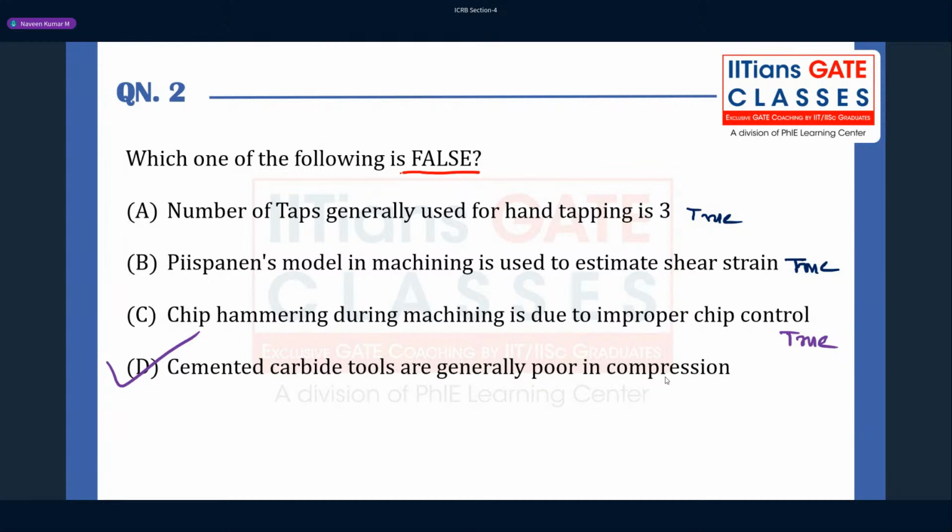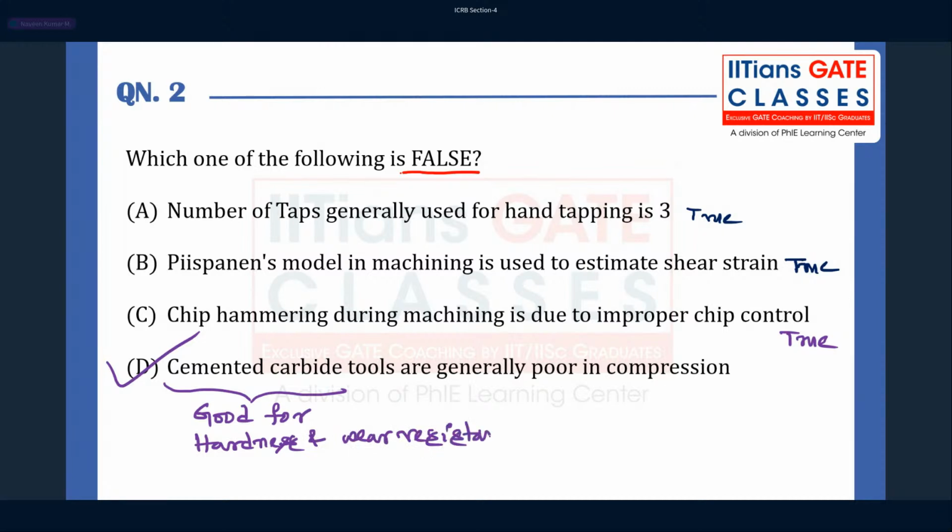What is cemented carbide? Actually, cemented carbide is known for its excellent hardness and wear resistance. Good for hardness and wear resistance. If you know this, then the statement makes no sense. So what is hardness or wear resistance? The ability to sustain an indentation. Indentation means some compression.